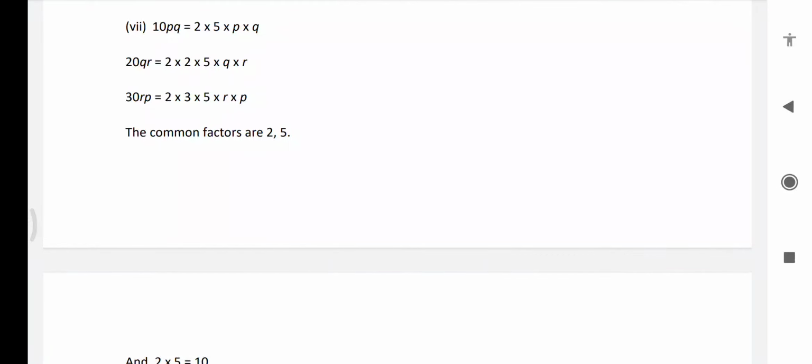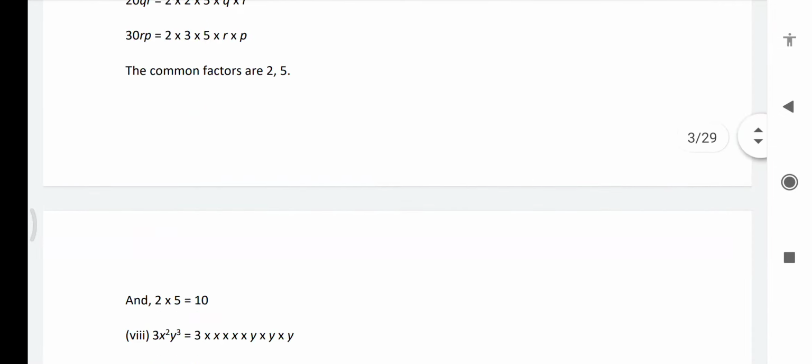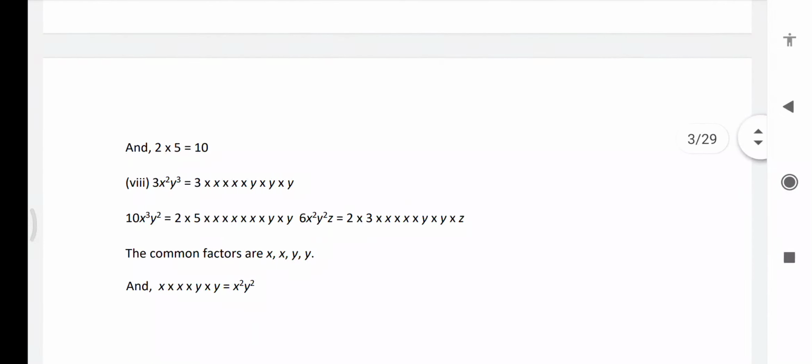So do the underline. 2, 2 and 2, that is 2 common factor. Now see, 5 is in first and second but not in the third, 5 and 5. Now see, P is in first and last but not in second. Q is in first and second but not in last, so we cannot write them. 2 and 5 is the answer. So answer 2 multiply 5 equal to 10. 10 is the common factor.